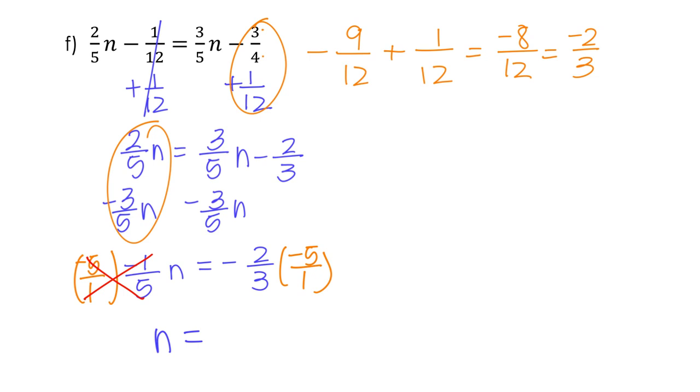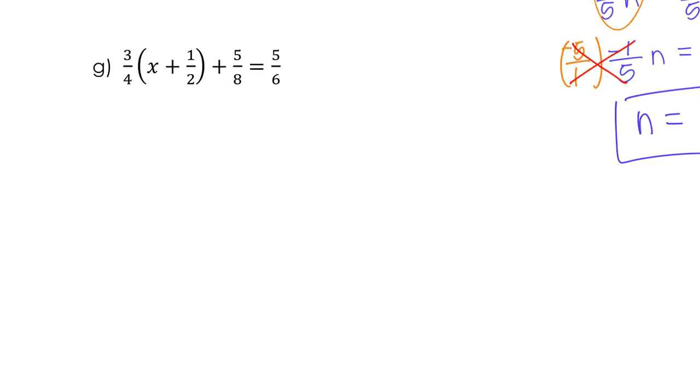So I have negative 2 times negative 5, which is positive 10. And I have 3 times 1, which is 3. And that should be my answer. My key says otherwise. Oh, my key is wrong. Okay. All right. So let's look at letter G then.